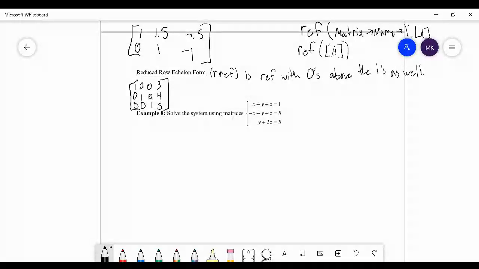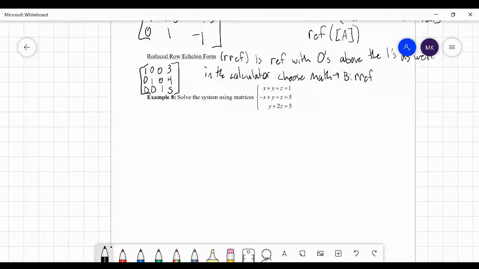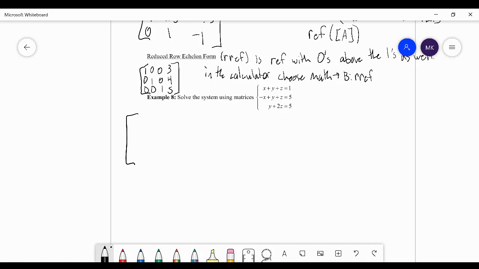So let's look at example 8. We're going to solve this system using matrices. To get reduced row echelon form, the only difference is in the calculator, you're going to choose math, then it's option B, RREF. So the first thing we always have to do is take our system of equations and convert it into an augmented matrix.